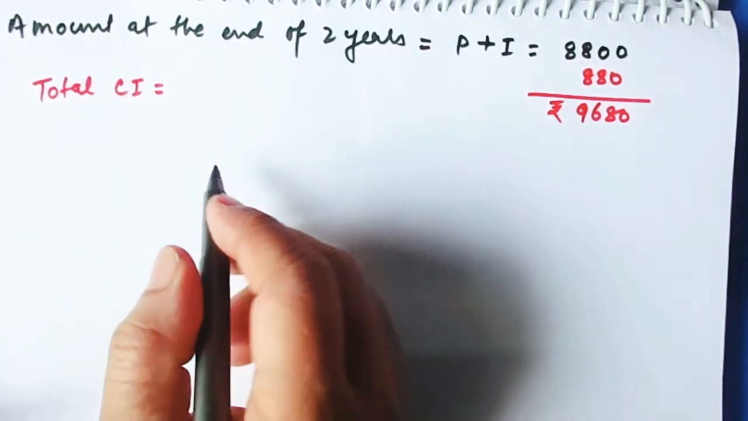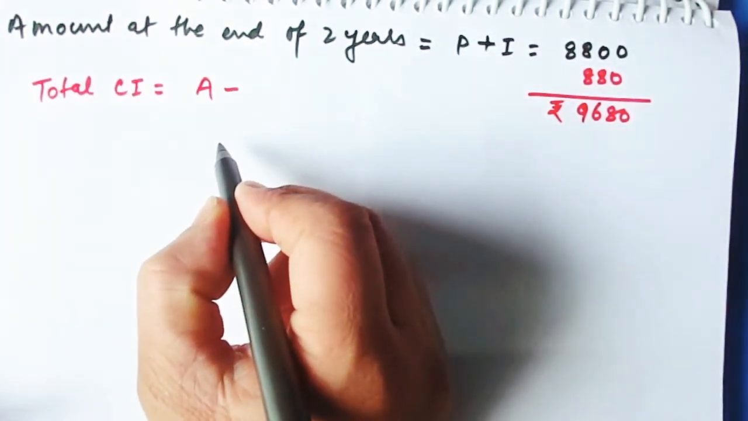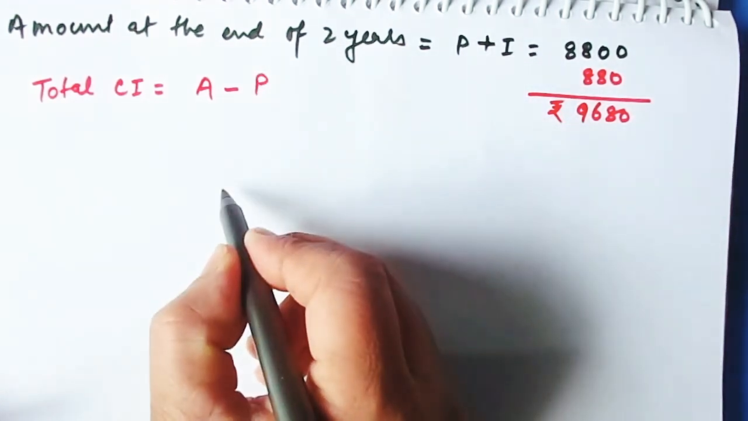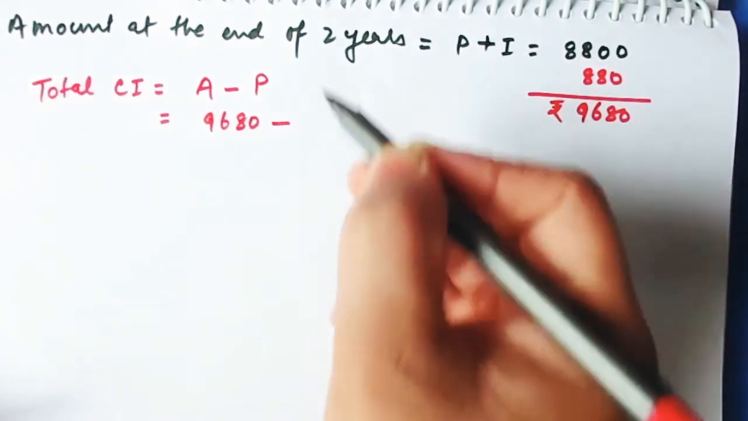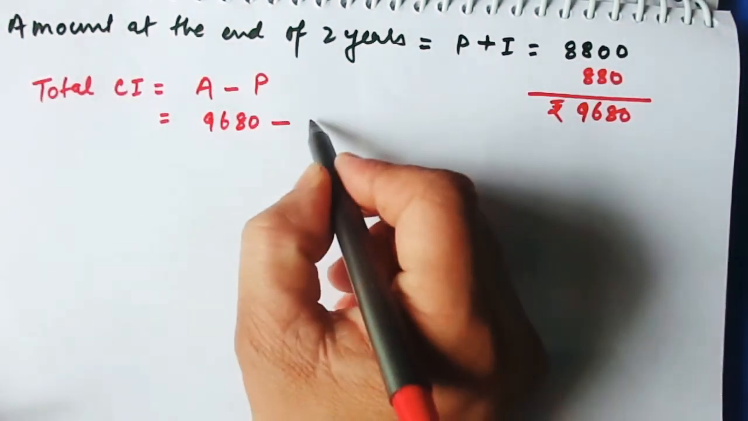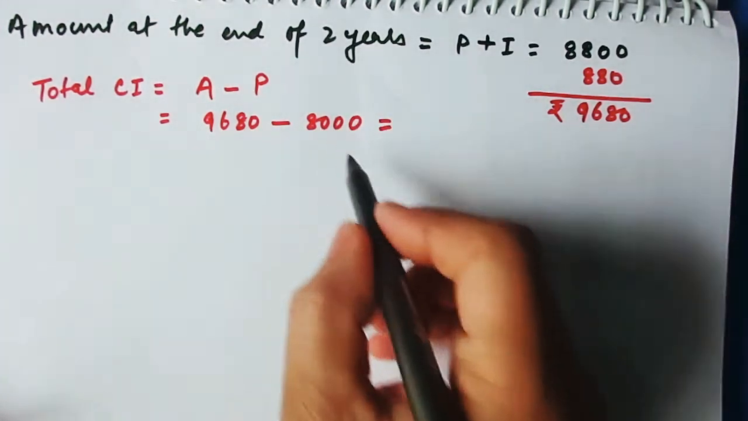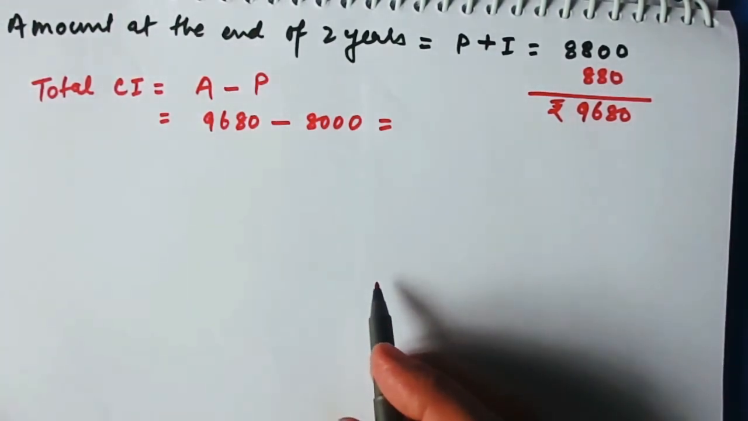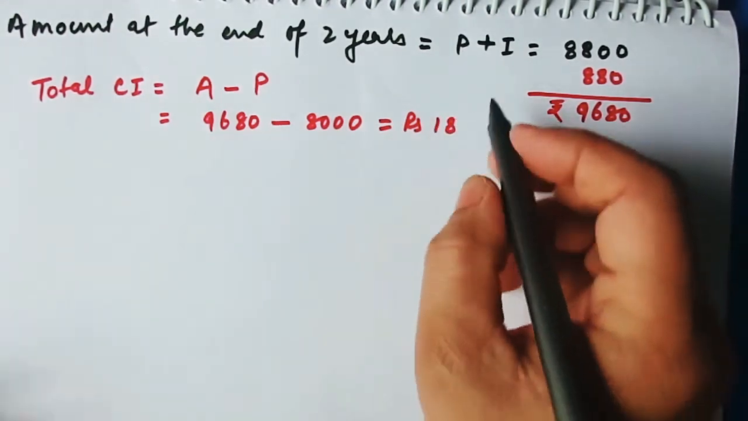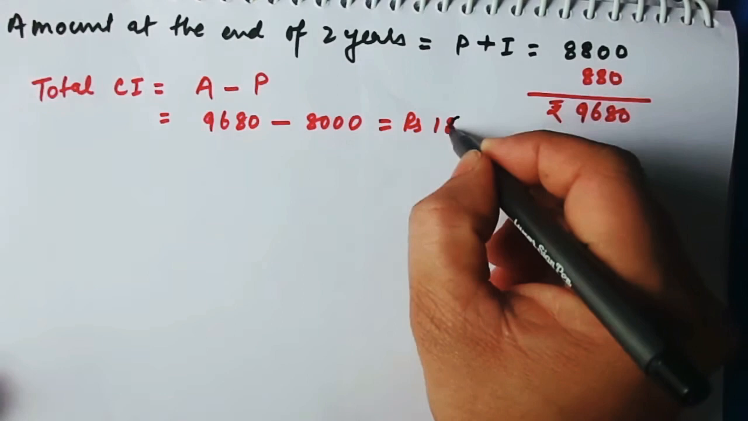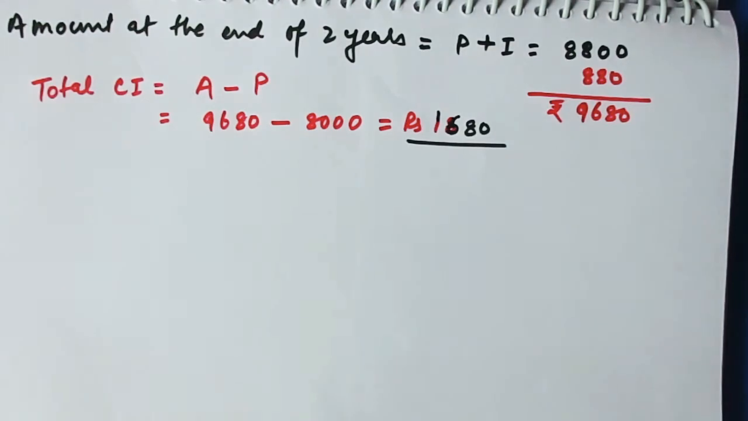तो what are they asking you? Find the total compound interest. So total compound interest will be equal to amount minus principal. So amount is how much, 9680. What was the principal, how much money did you take? You had taken only rupees 8000, याद करो. 9680 minus 8000, okay, that will give you rupees 1680, which is the compound interest.